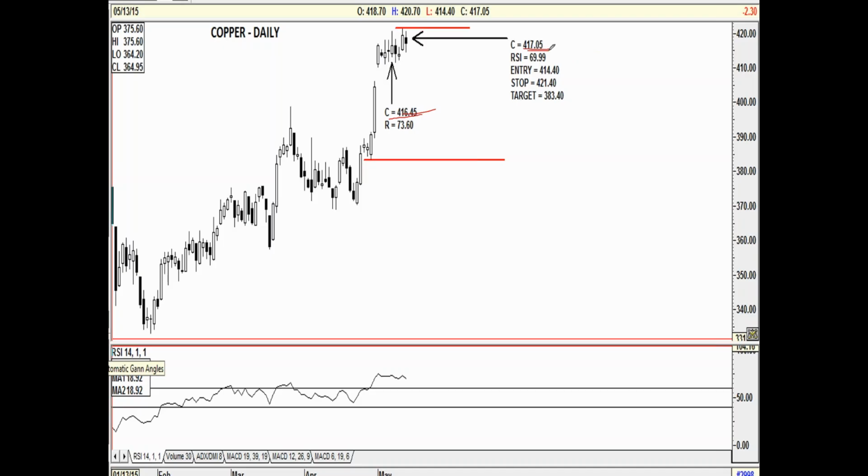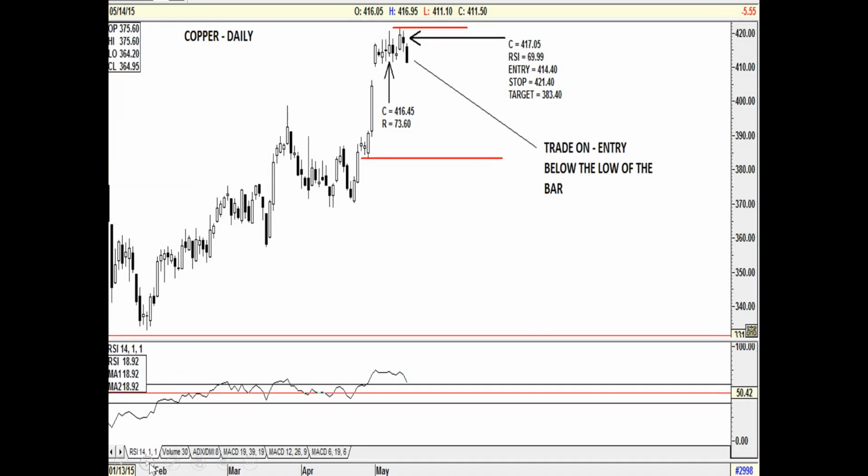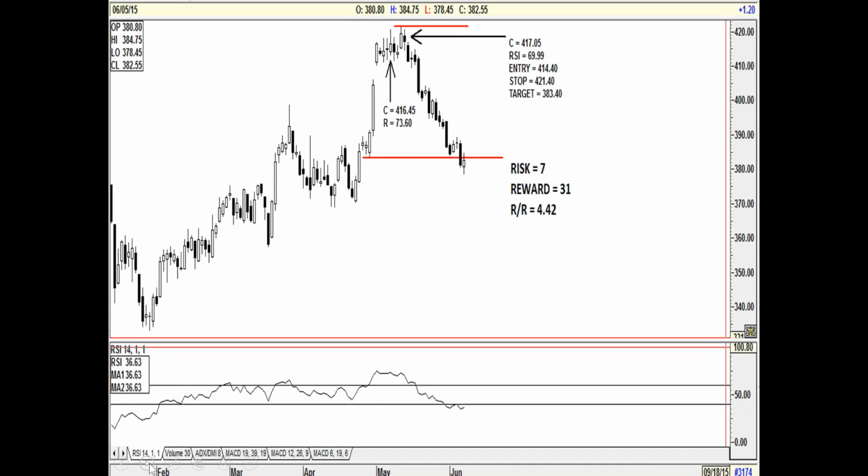The close is 417.05 here. That is a higher close. The RSI is 73.60. Here the RSI is 69.99. That means the RSI is lower. We have a bearish divergence. Entry is below the low of this candle. Stop is above the high of this, 421. Target is 383. That means from the swing high to the swing low. Trade triggered. You bang on the targets.